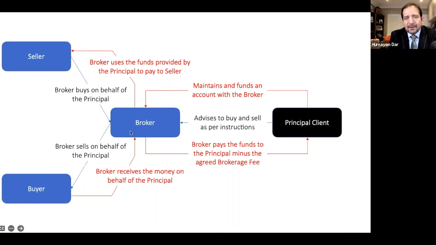Of course, whenever the time is ready, the client would advise the broker to sell those stocks in the market with a view to make some profit. So the broker would do so, would retain its brokerage fee, and the remaining money, if there is any, would be returned to the principal client. That is a simple brokerage relationship between a client and a broker.